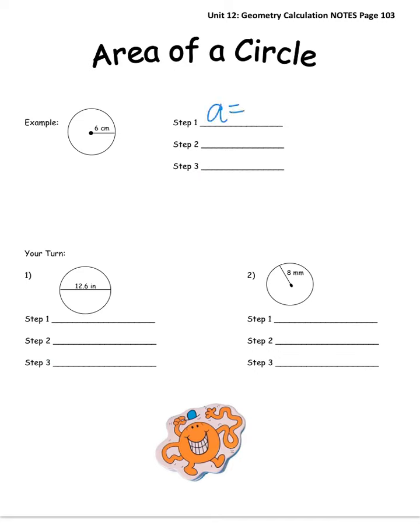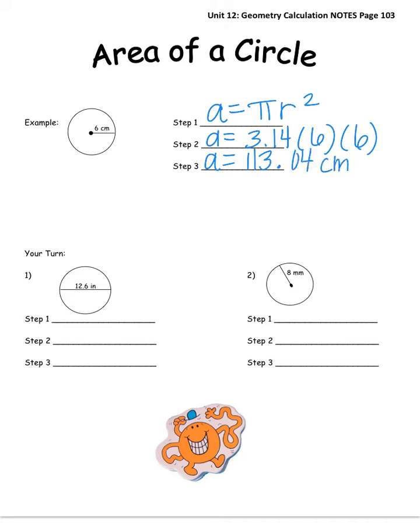Alright, area of a circle is area is equal to pi times radius squared. So 3.14 times 6 times 6. Because when you square a number, you multiply it by itself twice. So that's 3.14 times 6, which is 18.84. Multiply that by 6, we get 113.04 centimeters. Because it's area, we'll square it.